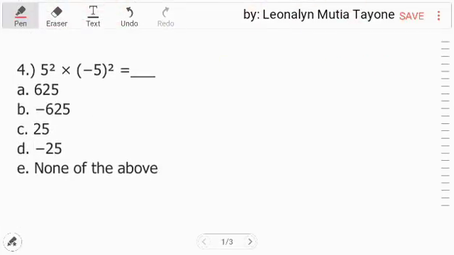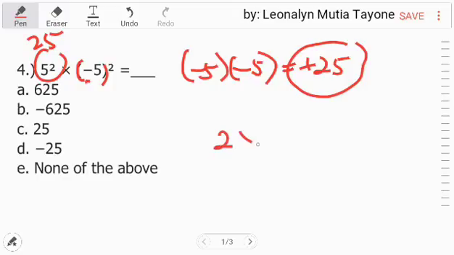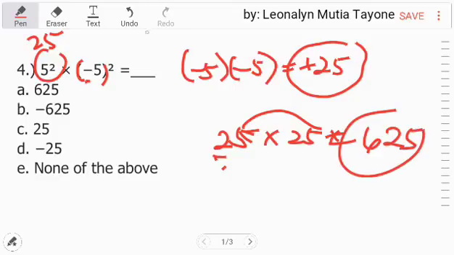5 exponent of 2, 5 squared times negative 5 squared. The negative 5, both the negative and the 5, are inside the parentheses, then it is squared. That means negative 5 times negative 5 equals positive 25. So positive 25, how do we multiply these two? And this is 2 times 3 equals 6. 5 times 5 equals 25. So, the answer here is positive 625. Letter A.